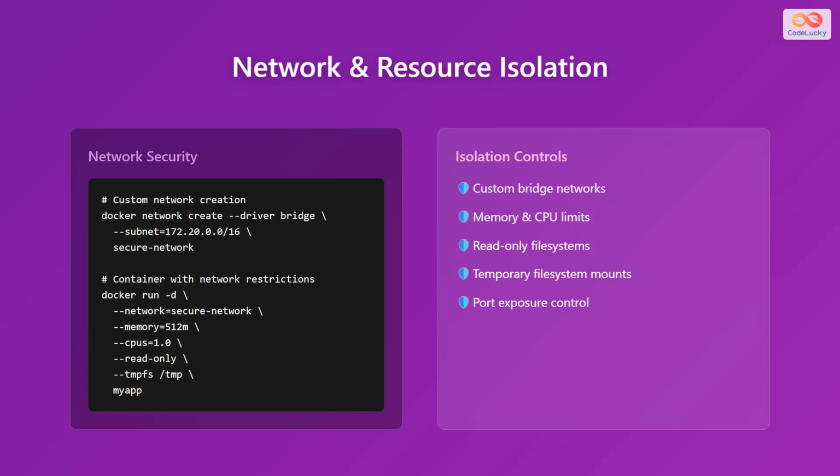Here's an example of creating a custom network and running a container with network restrictions, memory limits, CPU limits, a read-only file system, and a temporary file system mount. Some key isolation controls include custom bridge networks, memory and central processing unit or CPU limits, read-only file systems, temporary file system mounts, and port exposure control.